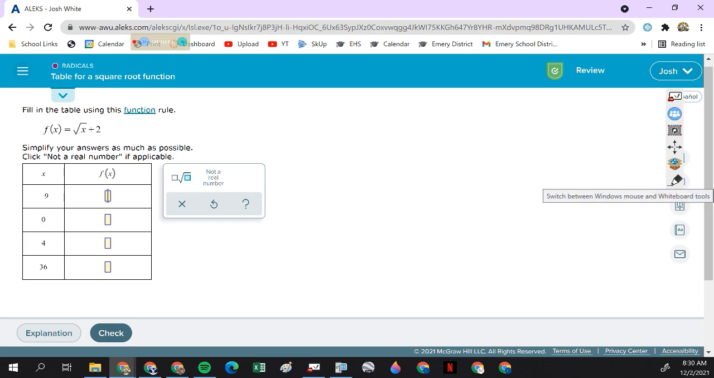So all you're doing there is plugging in those values. So plug in -9. The square root of -9 is i. So that one does not have a real number. 0 would be 2. 4 is going to be the square root of 4, which is 2, plus 2 is 4. And 36 is going to be 6 plus 2, which is 8. Okay.